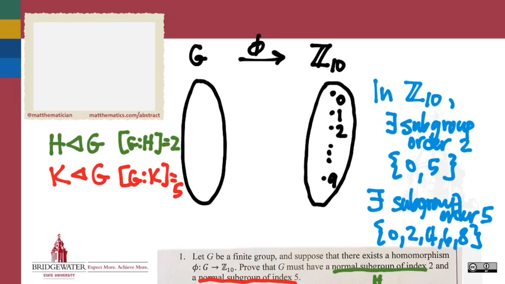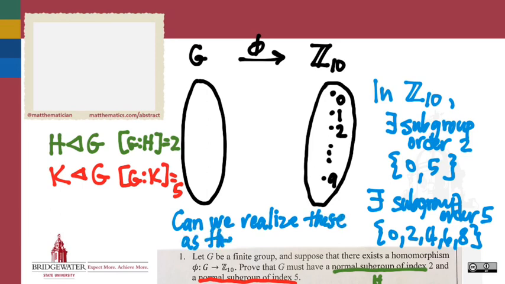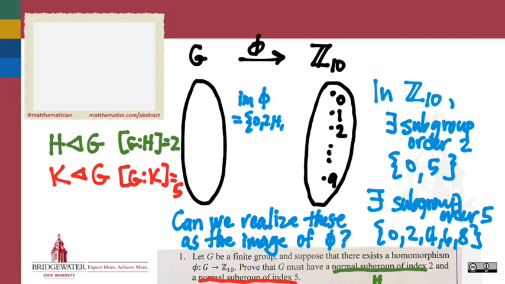Now, can we realize these subgroups as the image of phi? So let's suppose that phi were a homomorphism, and let's suppose that the image of phi were this 0, 2, 4, 6, 8. What would that tell me? So 0 is hit, 2 is hit, 4, 6, and 8 are hit. That means all of the elements of G go to one of those 5 elements. Right. It means all the elements of G are going to land in one of these even residues mod 10, 0, 2, 4, 6, or 8.